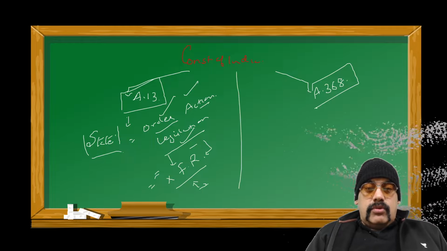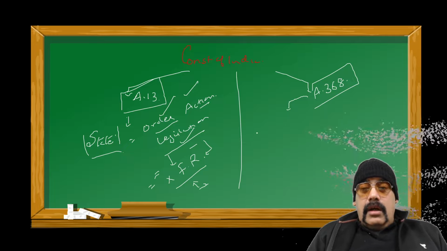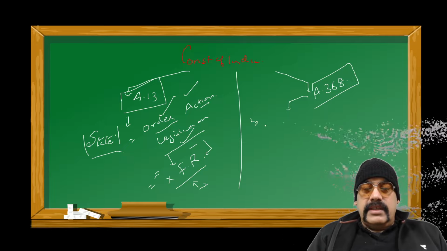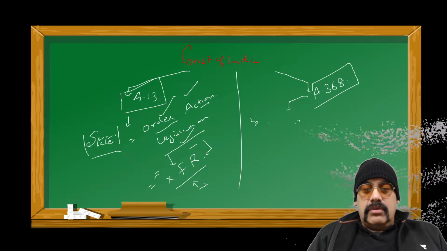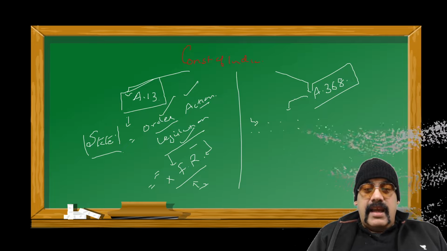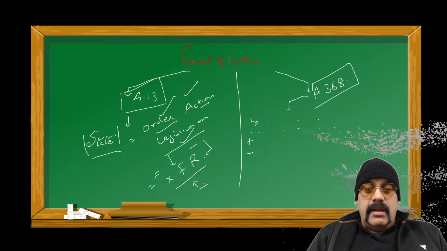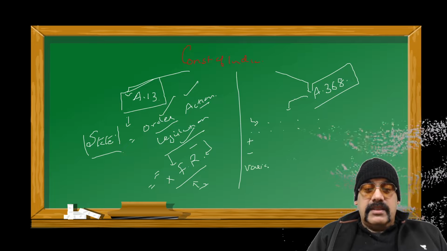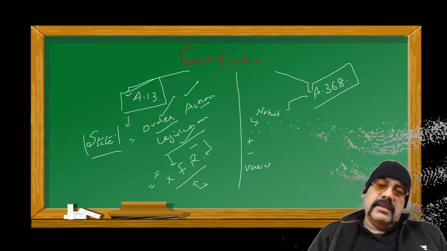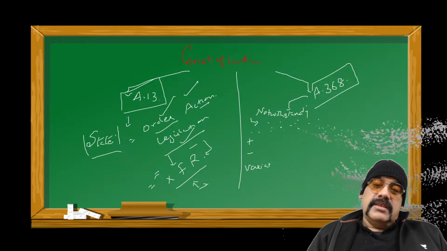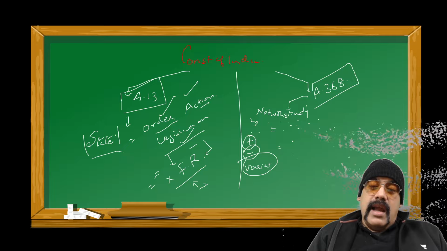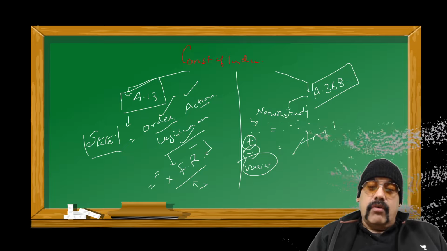As opposed to this, Article 368 says it is the power of the parliament. In fact, originally it said, procedure of the parliament to amend the Constitution of India. It says that in the exercise of its constituent powers, notwithstanding anything else in the Constitution of India, the parliament by way of addition, by way of repeal, or by way of variation can amend any provision of the Constitution of India.